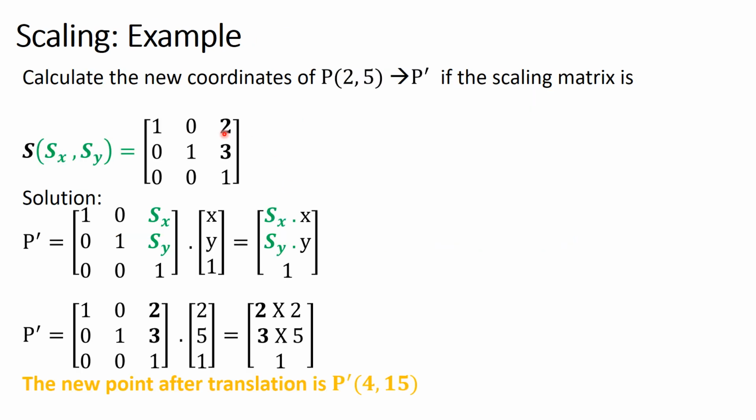Example: calculate the new coordinates of P of 2 and 5, P dash, if the scaling matrix is S equals [2, 0, 0; 0, 3, 0; 0, 0, 1]. Here Sx is 2 and Sy is 3.